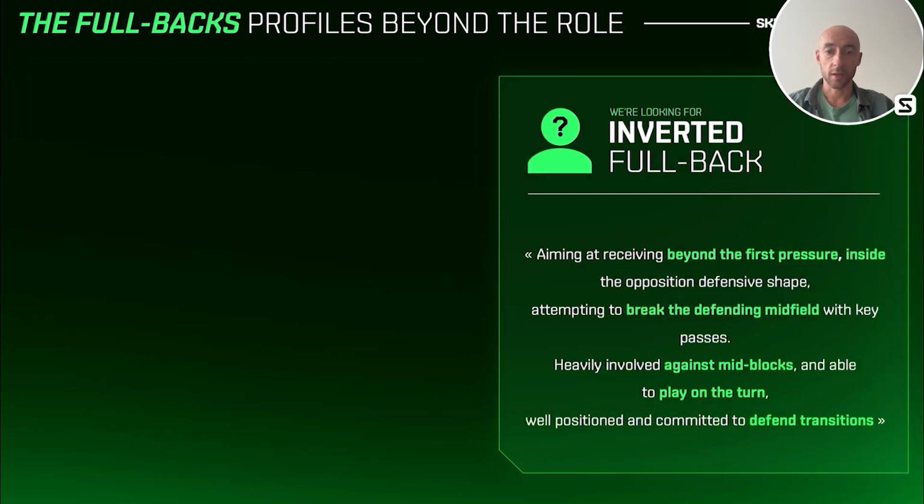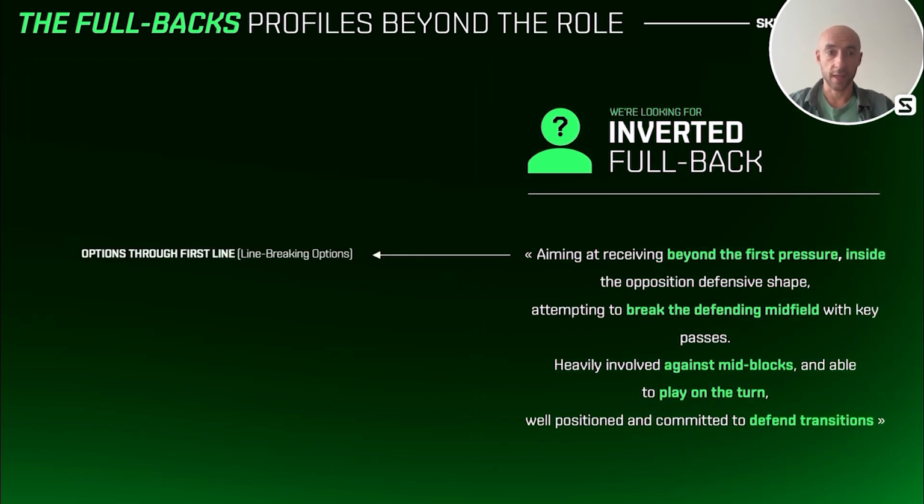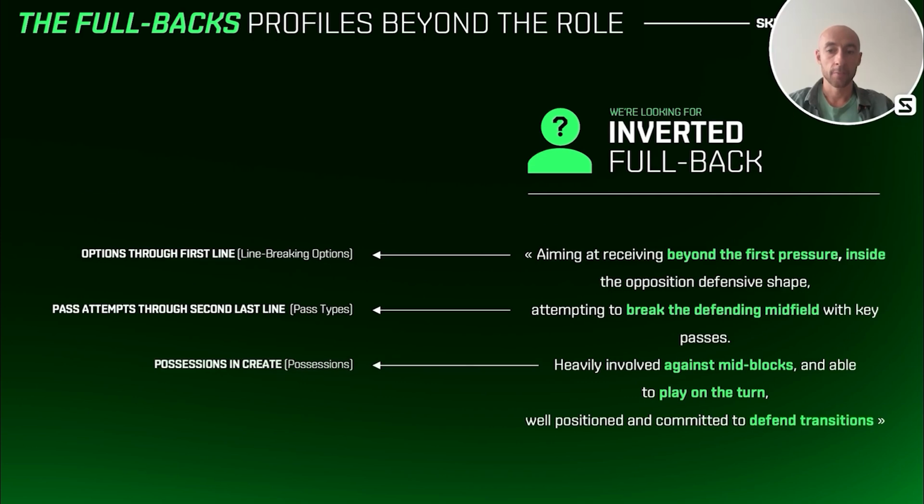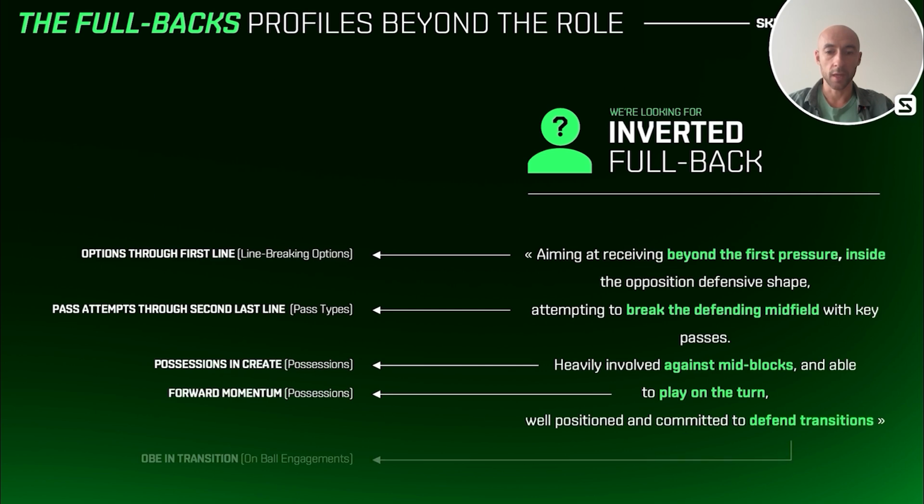Useful metrics here are options through the first line. So we are actually looking at positioning, at the ability of opening up passing lines through and not around the first pressure for his teammates. Another useful metric is pass attempts through second last line. So here we are on the ball actually attempting to break the defending midfield with passes. Possessions in create, so the involvement in a really specific phase of the game. Forward momentum, and on-ball engagement in transitions.